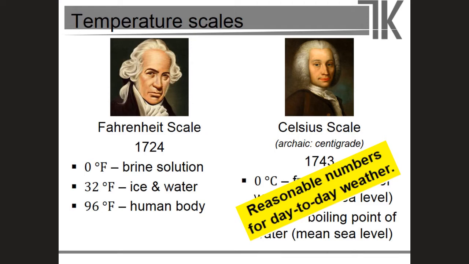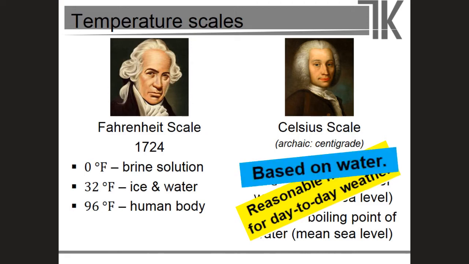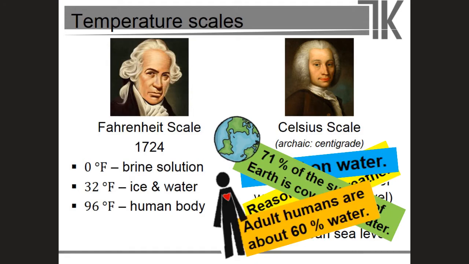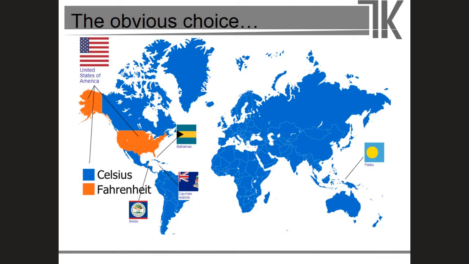The other great thing that the Celsius scale had going for it is that it's based off water. From a science point of view of wanting to study the world, this is quite useful. 71% of the surface of Earth is covered in water, so why not have a scale that's based off water? Furthermore, if we were to talk about human science instead of natural science, adult humans are about 60% water, so it doesn't really matter if you're studying the natural world or if you're studying humans. It's a lot of water, so having a scale based off water makes a lot of sense. Even today, all but a handful of countries realise that it's the obvious choice.